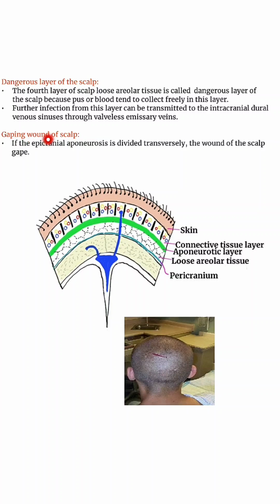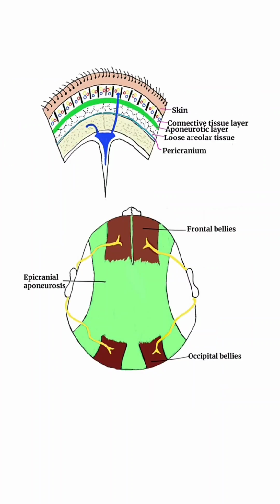Gaping wound of scalp. If the epicranial aponeurosis is divided transversely, the wound of the scalp gapes. The epicranial aponeurosis is under tension in the anterior-posterior direction. If it is cut transversely, then gaping of the wound occurs.